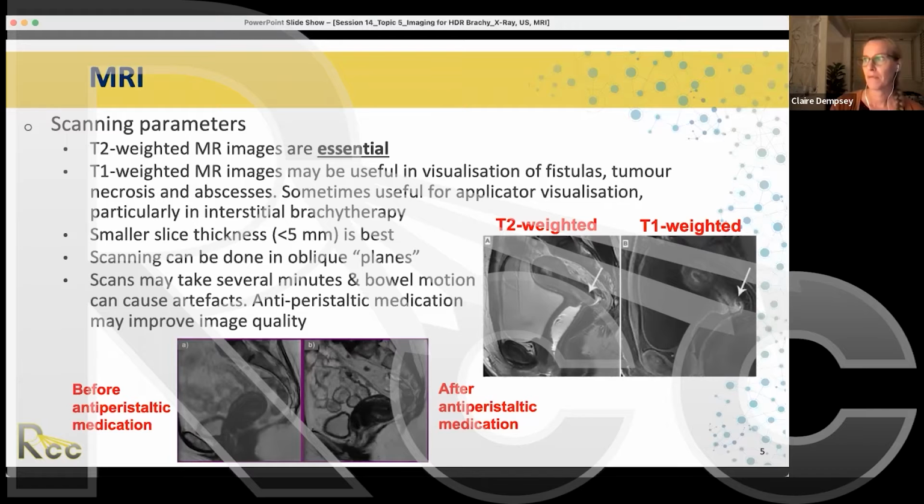In my department, if we have a patient that has interstitial needles as part of their gynae treatment, sometimes seeing those needles on the T2 weighted image set is really difficult. So we use a T1 weighted image set to visualize our interstitial needles as well for part of our treatment planning.